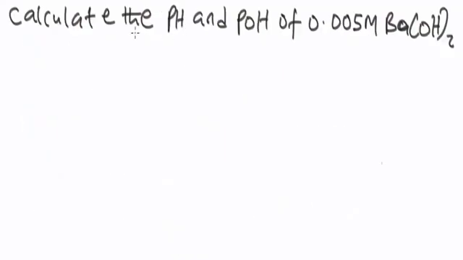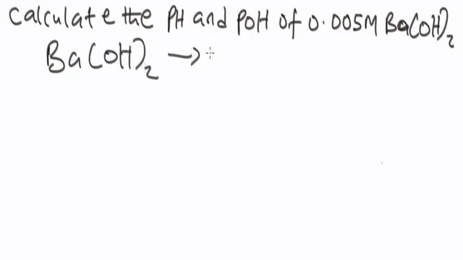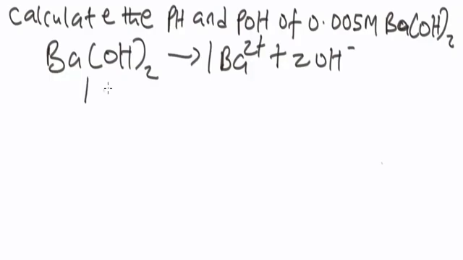Okay, so let's look at this question. It says calculate the pH and pOH of 0.005 mole barium hydroxide. Alright, so this barium hydroxide, let's rewrite the reaction. Barium hydroxide will decompose to form 1 mole of barium ion plus 2 moles of hydroxyl ion. Alright, that means the mole ratio is 1 is to 2.